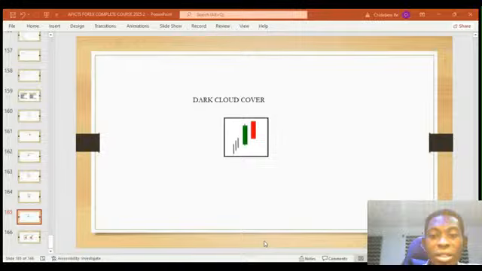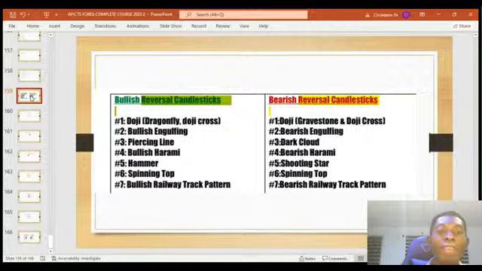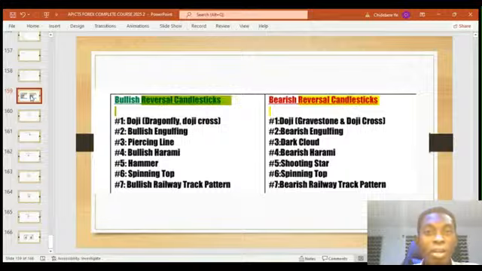So that is a dark cloud cover. And then, let's get back to this. Then we have the bullish harami and then the bearish harami. They are just the shorter form of the dark cloud cover and the piercing candle. In this case now, the candles are not closing up to 50% of the body of the previous candle. That's just the difference.